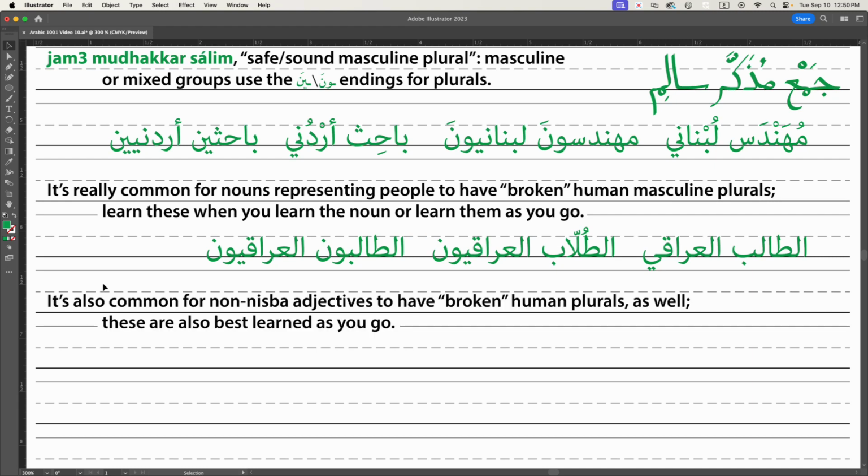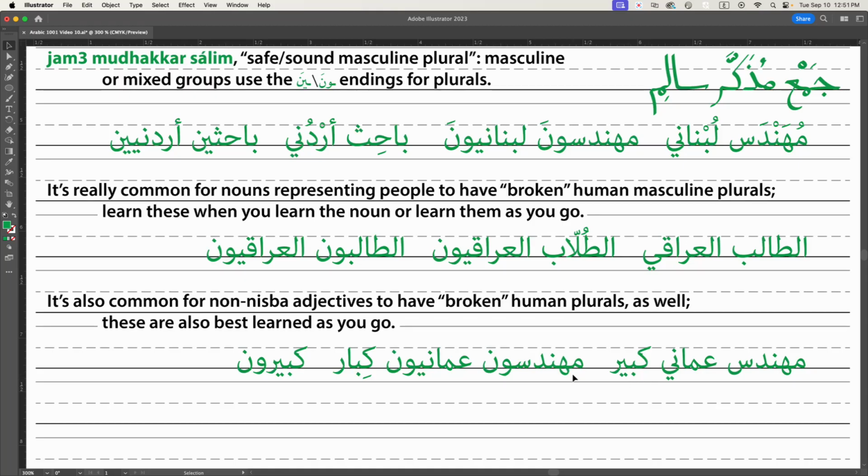So it's also common for non-nisba adjectives like kabir and saghir and so forth to have broken human plurals as well. And these are totally best learned as you go. You can just fill these in as you go on later. So muhandis Omani, Oman is the name of the country, Omani from Oman, and then kabir. So we often use the word kabir, big, or saghir, small, to mean like senior and junior, or more important and less important as well. So a muhandis Omani kabir is not necessarily a big Omani engineer, but like an important or senior Omani engineer.